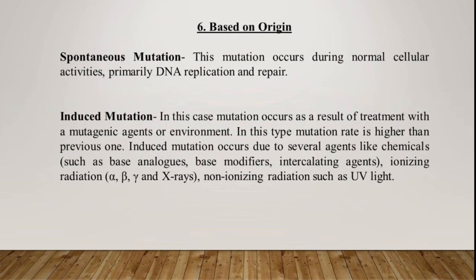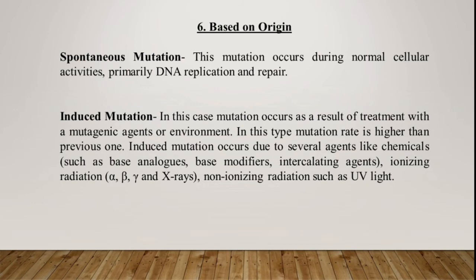Next is origin. Based on origin, there are two types of mutation. First is spontaneous mutation and next is induced mutation. In the case of spontaneous mutation, the mutation occurs during normal cellular activities, primarily when DNA replication and repair occur. And next is induced mutation. In this case, the mutation occurs as a result of treatment with a mutagenic agent or environment. In this type of mutation, the mutation rate is higher than the spontaneous mutation.